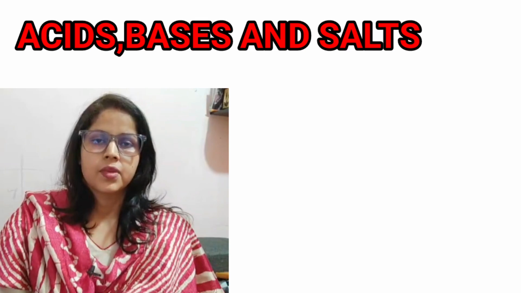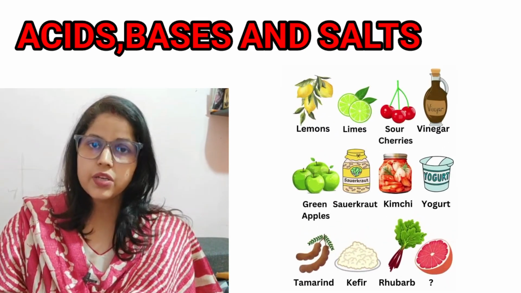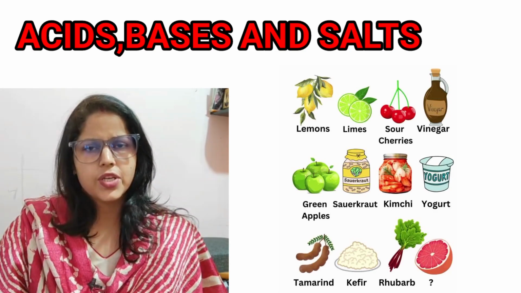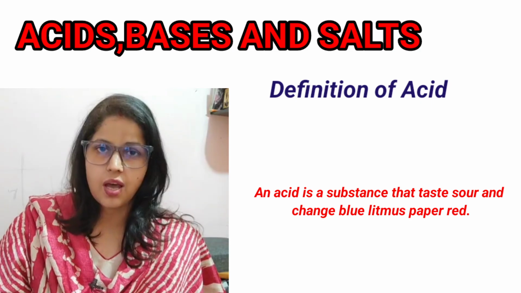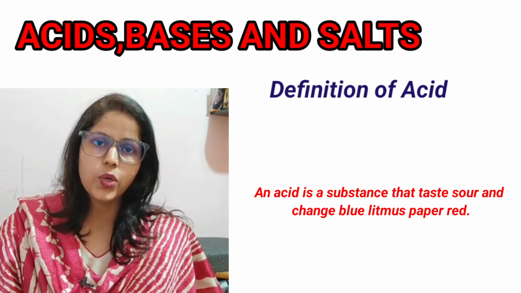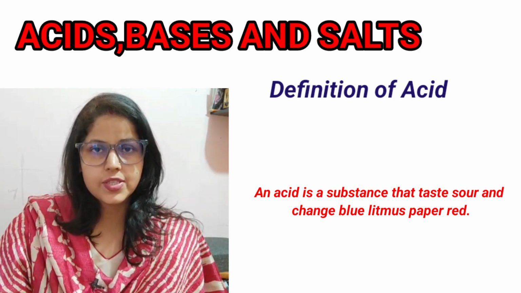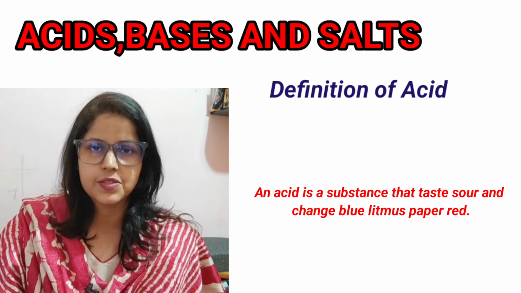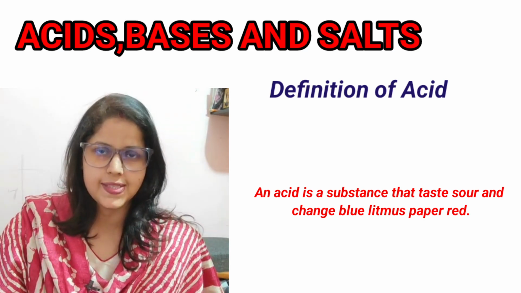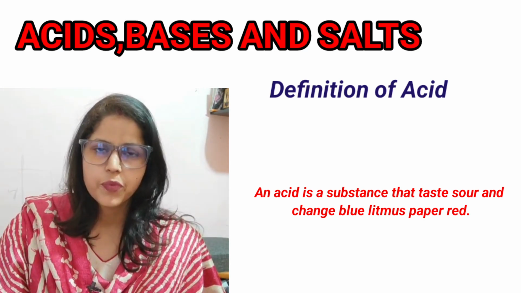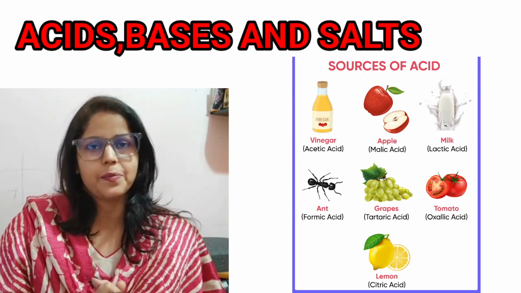So let's start. There are many substances around us in which acids are present and we are using them in our everyday life. If you need to define an acid, you can say an acid is a substance that tastes sour and changes blue litmus paper red. Now what is litmus paper, what are the blue and red colors? This topic we will understand in indicators. So basically all the substances that taste sour come under acidic substances.